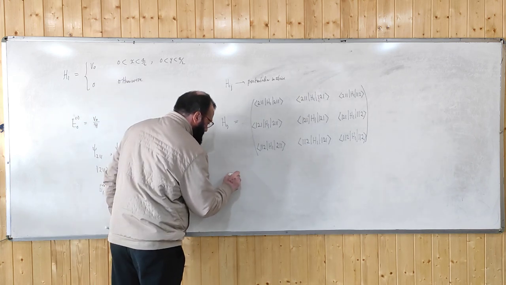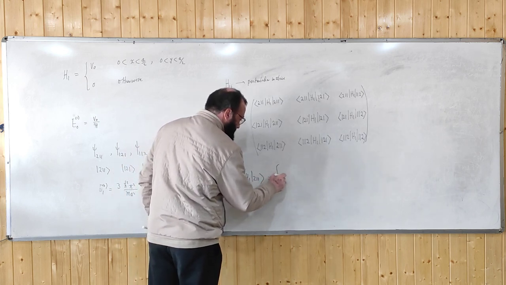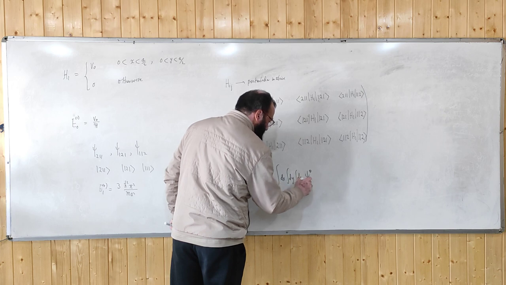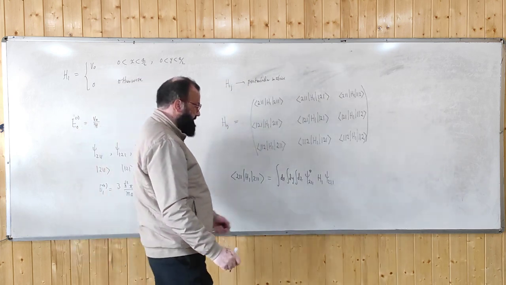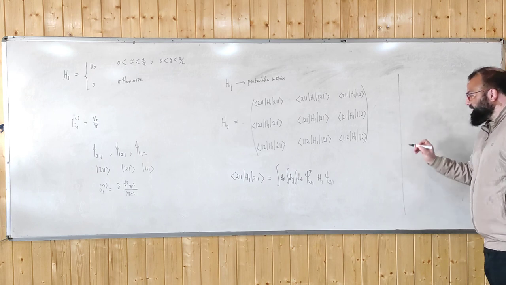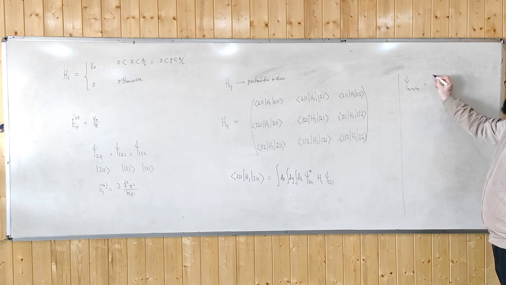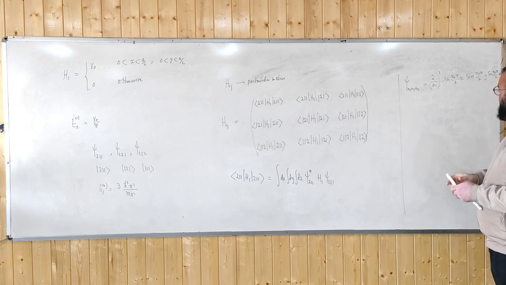So let me write it. This 2, 1, 1, H1, 2, 1, 1 you can write as the integration over dx, integration over dy, integration over dz, psi star 2, 1, 1, H1, psi of 2, 1, 1. Clear? So what is your psi? Let me write it here. Psi nx, ny, nz is equal to 2 by a whole cube, sine of nx pi by a x, sine of ny pi by a y, sine of nz pi by a z. Clear?